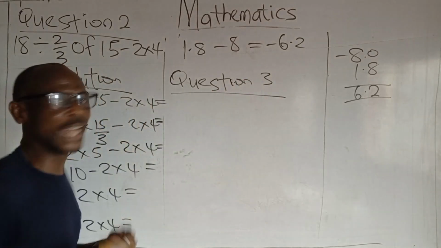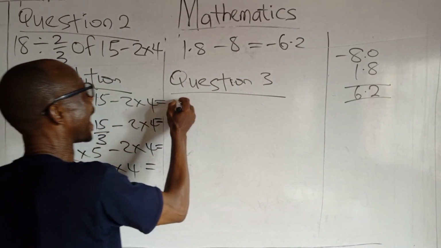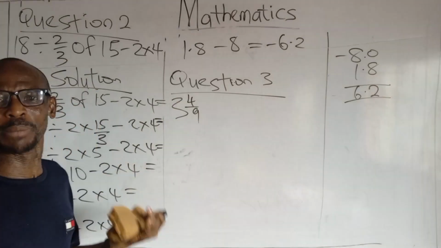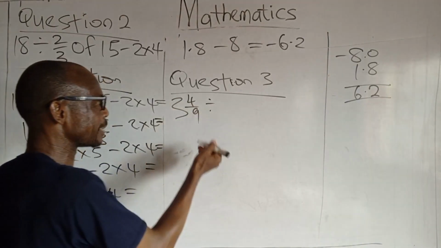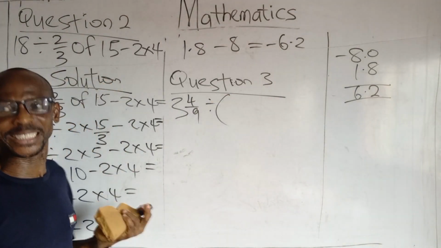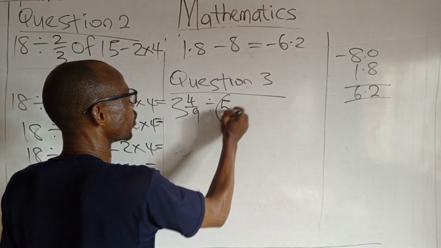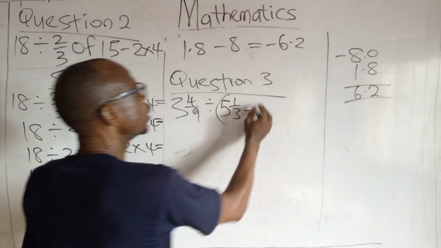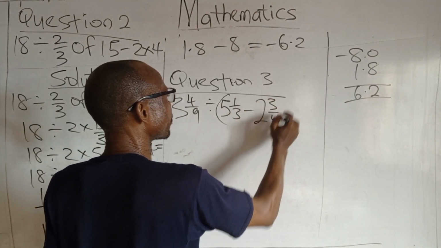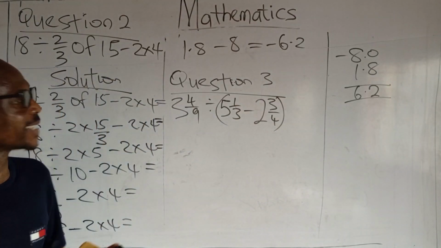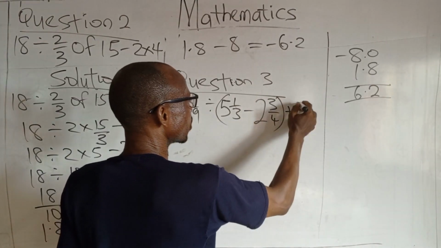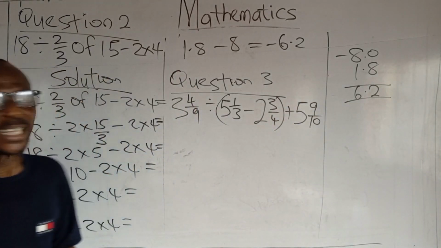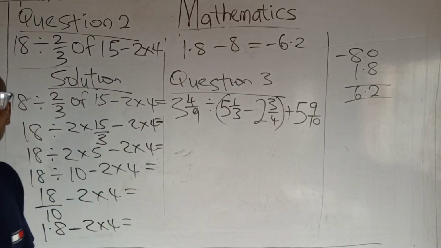Question 3. Now let's look at this simple one. If we have 3 whole number 4 over 9 divided by, then let me introduce a bracket in this place now, and say 5 whole number 1 over 3. Then minus, let's say for example, 2 whole number 3 over 4. Then I close the bracket. Then I now add plus 5 whole number, let me say 9 over 10. Let's say we have a problem like this.